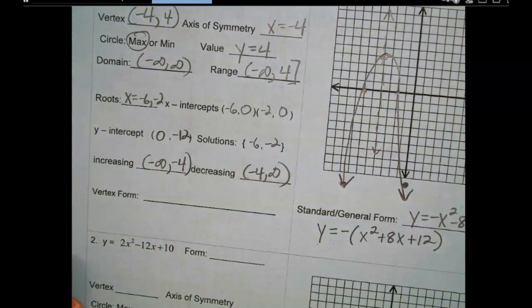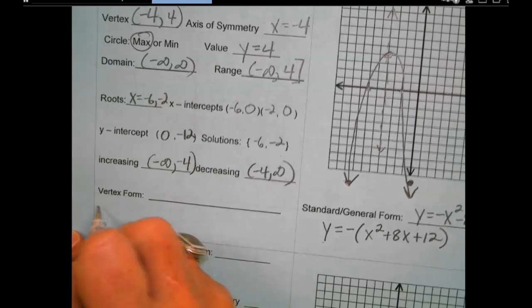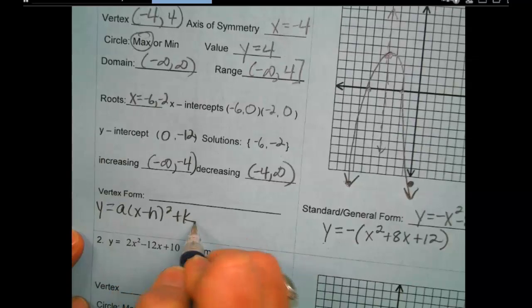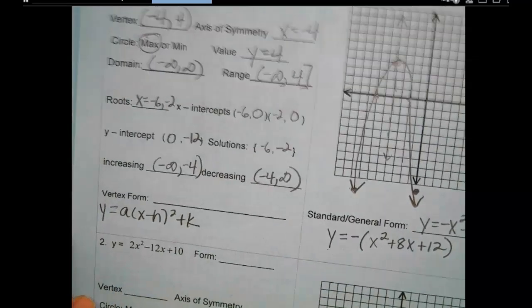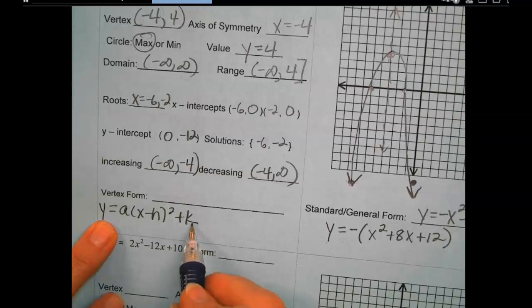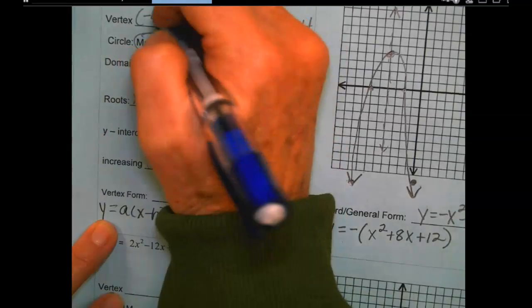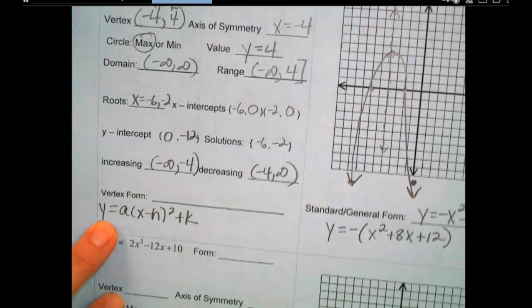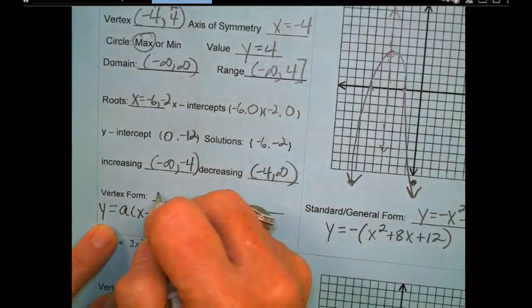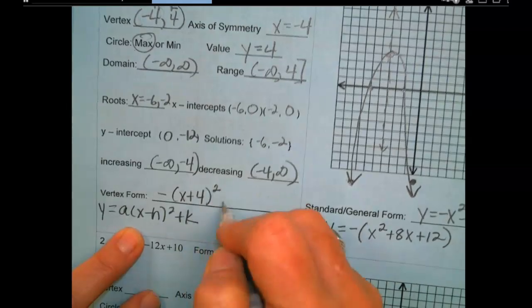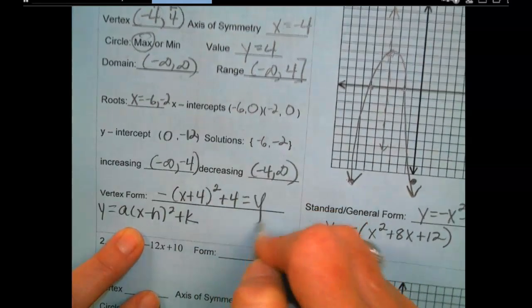The last thing that they're asking for is the vertex form. Here is my vertex form. Do I know my A value? What is my A value? Negative. Do I know H? Do I know K? This is H, this is K, and my A value I'm going to get right here. So when I rewrite this, I'm going to have minus x plus 4 squared plus 4, and you have to have equals y.